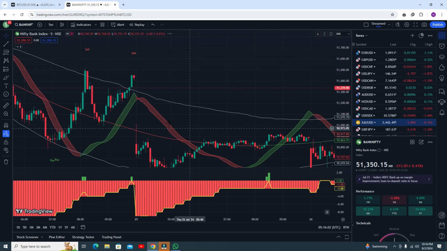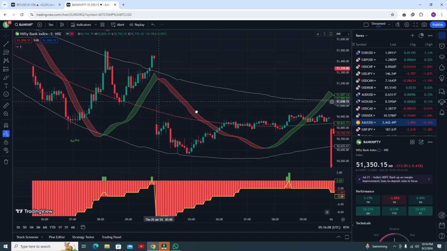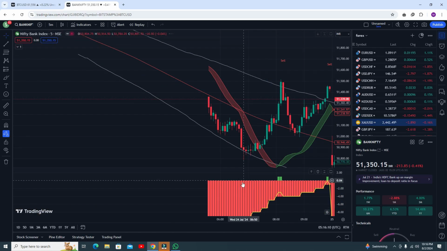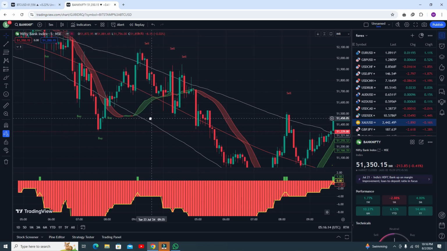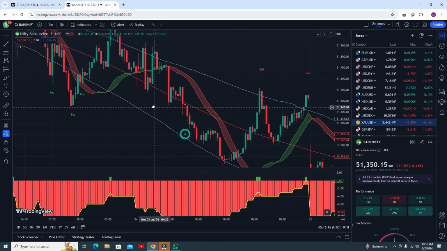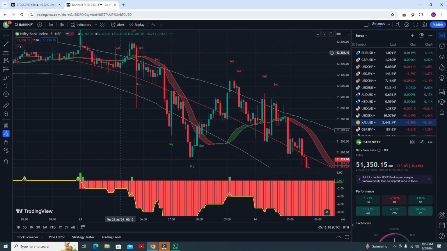And you can see this is strong sell volume, and sell positions are giving you awesome profit. Okay, and here you can see strong sell volume, strong sell volume, and you can see the results of the sell trades.